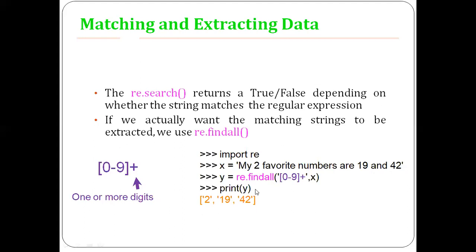To do that, I'm using re, which is the regular expression, findall. Find all the strings which contain the numbers between 0 to 9, repeated one or more times in the given input, and extract every one of them. So now you have 2 as a character string, and 19 and 42, everything will be extracted. It's 2, 19 as well as 42.